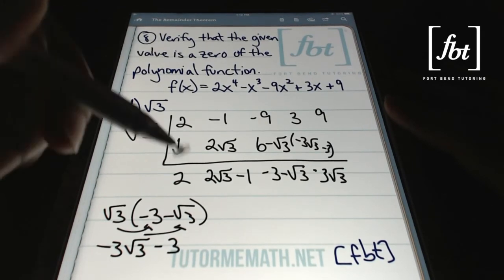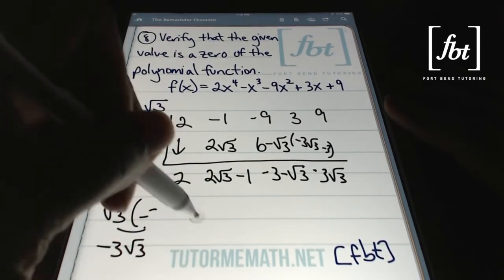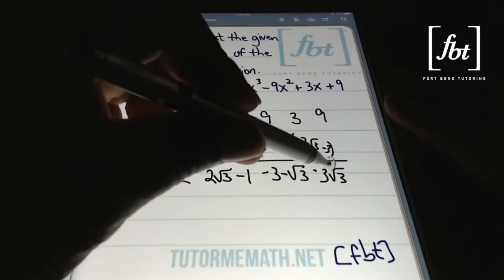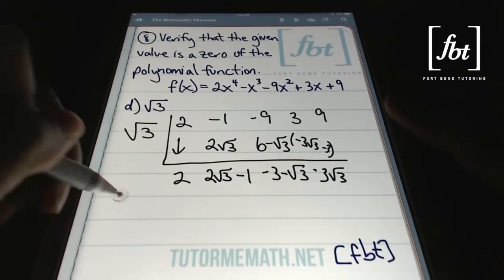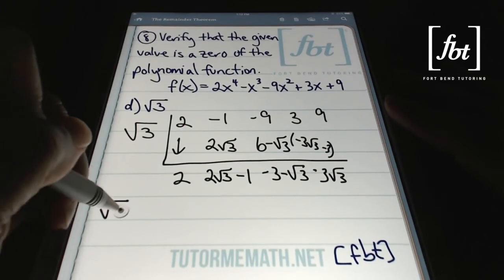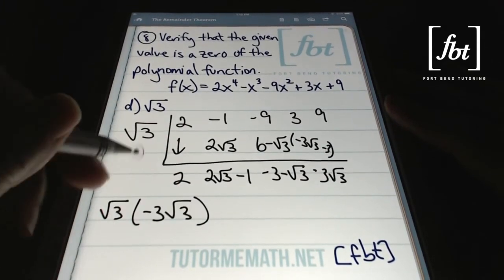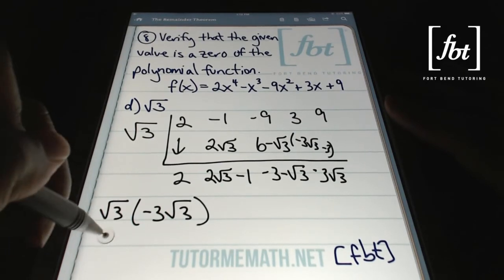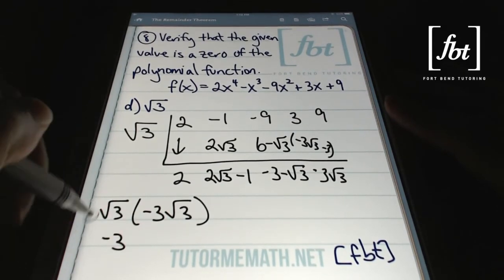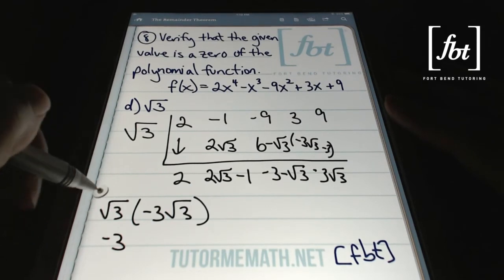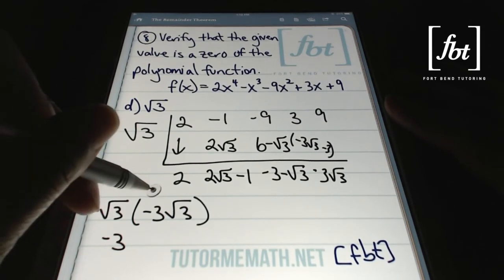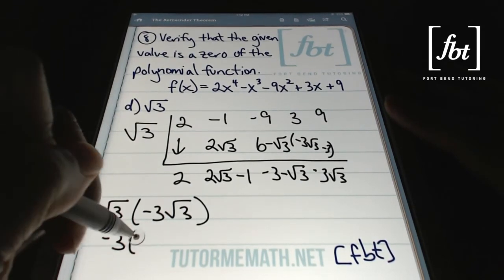So we want to now multiply, guys, our square root of 3 times the negative 3 square root of 3 here. So what happens when you multiply the square root of 3 times the negative 3 times the square root of 3? Well, let's see. We know that we'll have a coefficient of negative 3, right? Because 1 times negative 3 is negative 3. But when we multiply the square root of 3 times square root of 3, we'll end up with 3.